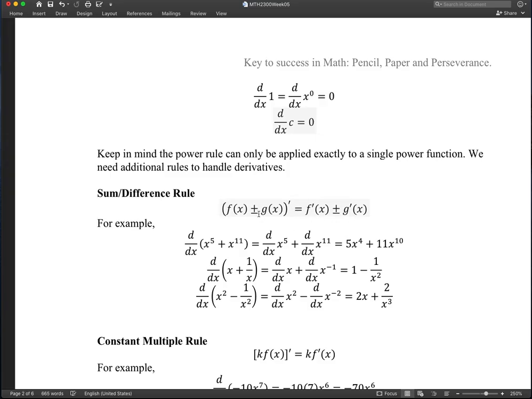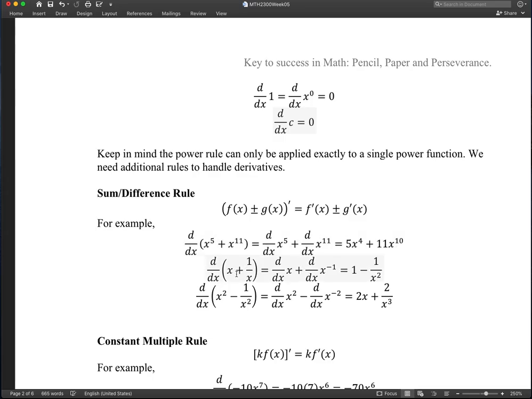Similarly, the derivative of a difference is the difference of derivatives. For example, consider the derivative of x to the 5th power plus x to the 11th power. These are individual power functions, but together, we cannot handle the derivative. So according to the sum rule, I separate those into two derivatives. And then for each, I use the power rule.